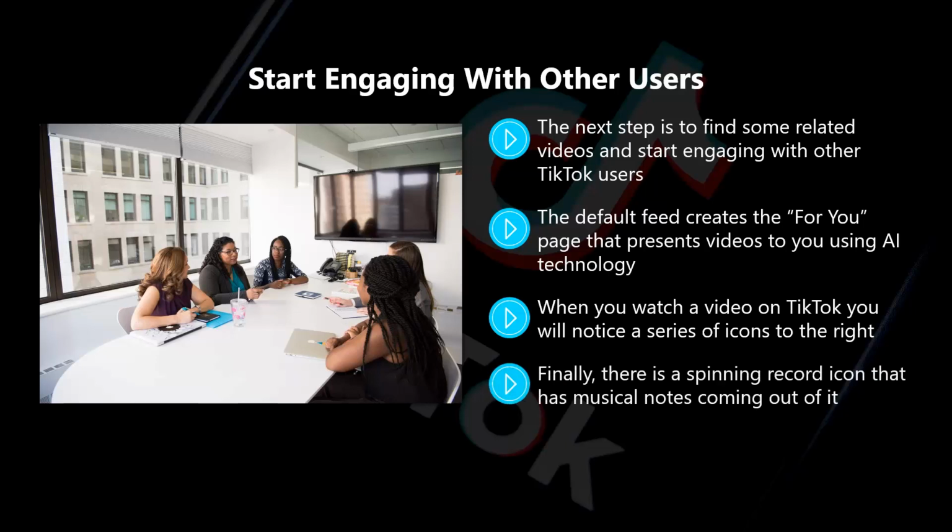Finally, there is a spinning record icon that has musical notes coming out of it. This tells you about the music that is playing in the video. When you click on it, you can see the name of the track and the artist, as well as a feed with other videos that use the same music or song.